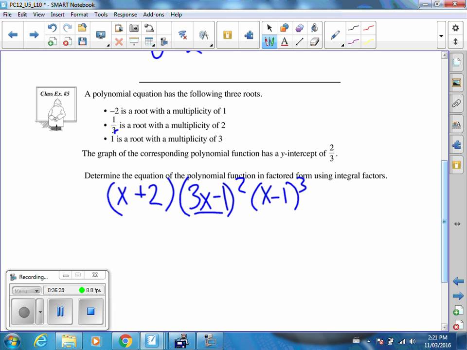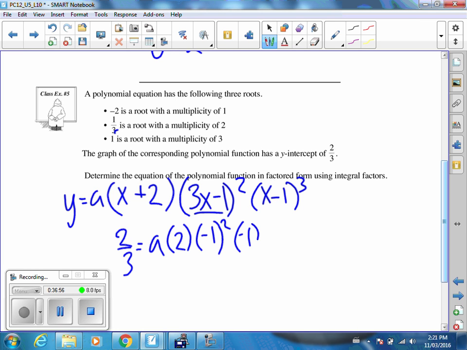And then what I can do is go y equals a. And then all I have to do is put in the point. 2/3 equals a times 2, (negative 1) squared, (negative 1) cubed. So negative 1 squared is 1, negative 1 cubed is still negative 1, so negative 2. A equals negative 1/3. So that would work. I could do that way.